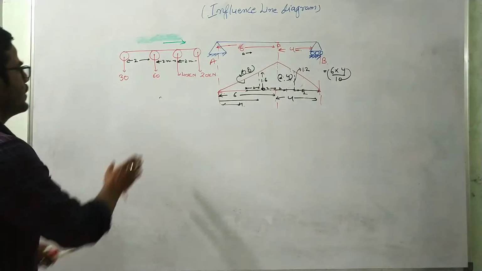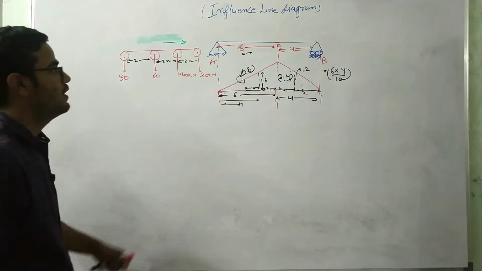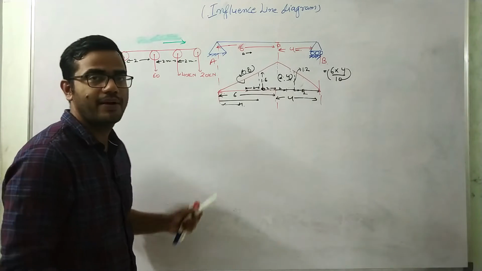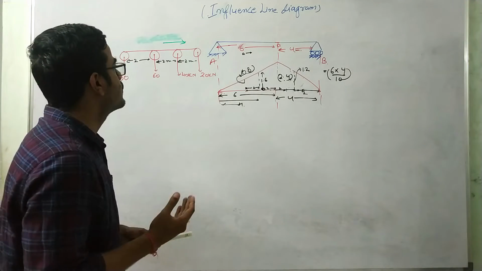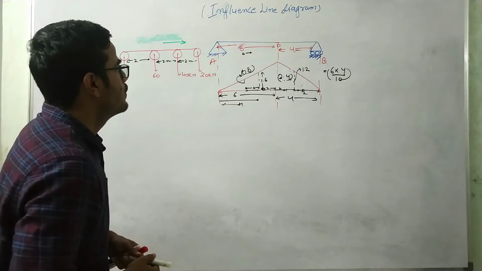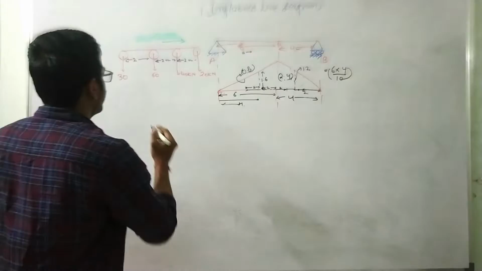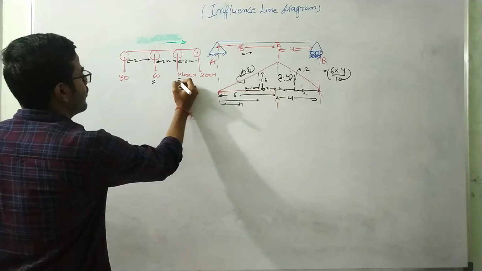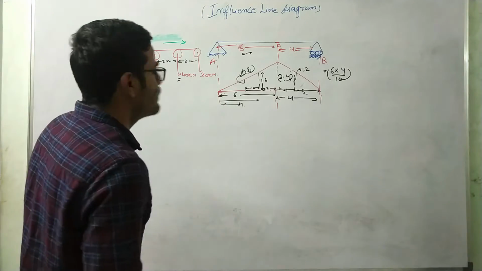Now we already know that in case of point loads, when we have to find the maximum bending moment at a particular point P, then the point load should lie at that point. So I have two point loads over here. This is 60 kilonewton and the other is 40 kilonewton. So we will check for both the cases.